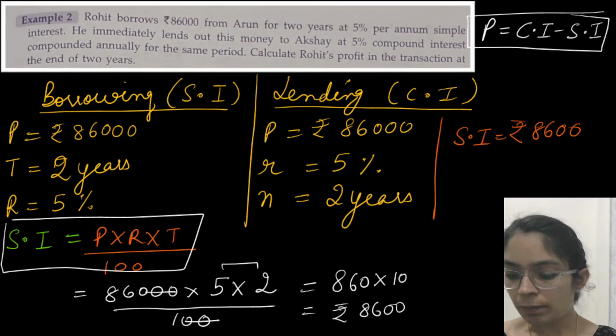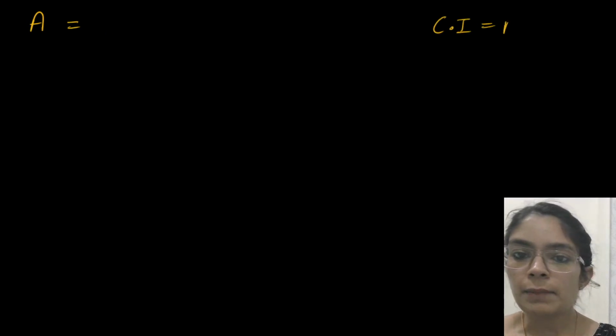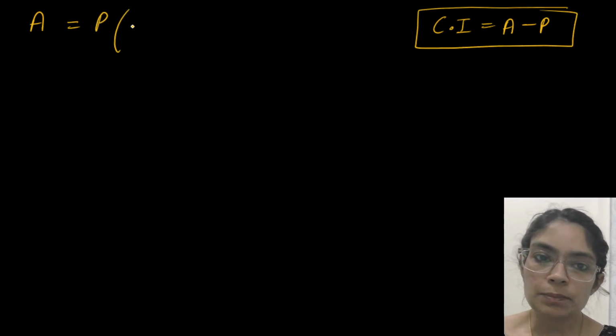Now we have to find compound interest. Okay, so I will find compound interest with the help of this formula. Compound interest is equals to A minus P. So amount first of all we will find. Amount is equals to principal P into 1 plus R by 100 whole power N.